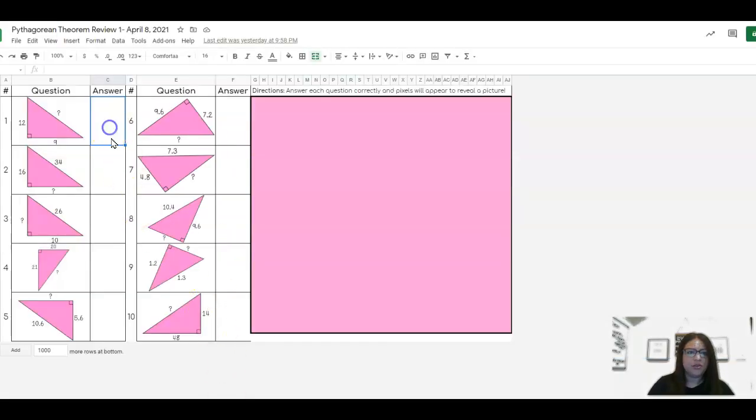So let's go to our assignment. We're going to type in 15. And let's see what happens. Ah, we got this right because I see a little bit of the picture showing up. So by the time that you finish all the way to number 10, you should get the entire picture filled up and you should reveal the picture. All right, so make sure that you're doing your work on a separate sheet of paper. You're uploading your picture of your work.